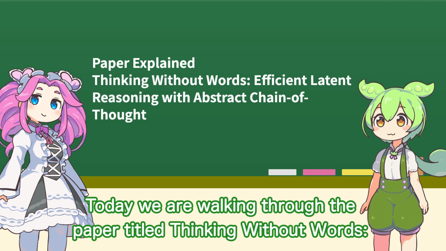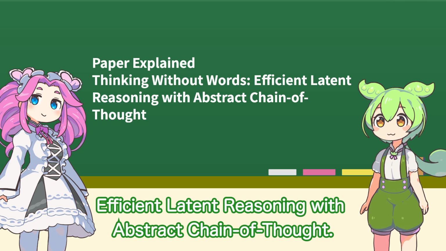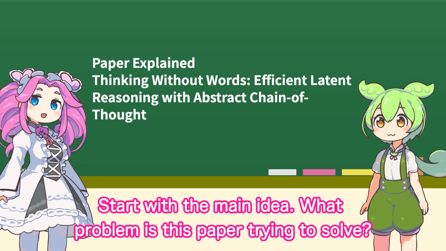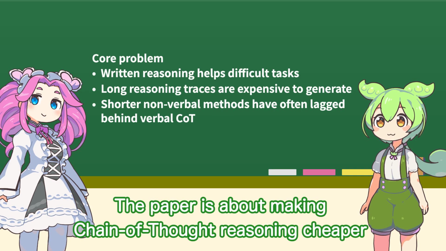Today we are walking through the paper titled Thinking Without Words: Efficient Latent Reasoning with Abstract Chain of Thought. Start with the main idea. What problem is this paper trying to solve? The paper is about making chain of thought reasoning cheaper at inference time.